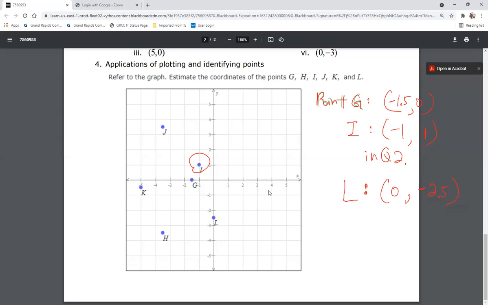All right, that's basically it. This is just an introduction to plotting points and what the graph looks like. If you have any questions, please let me know.